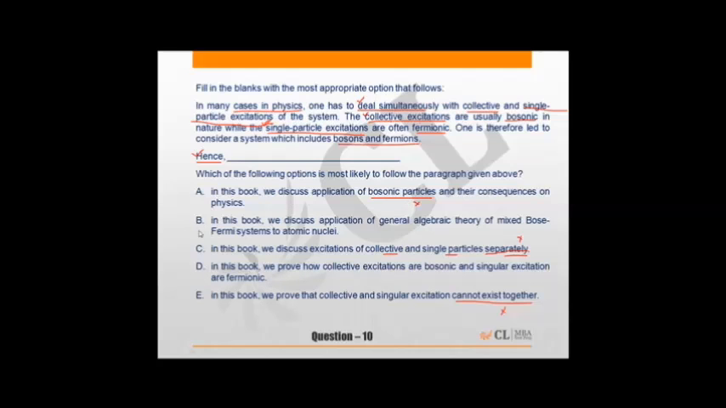Option B is the correct answer because it says that in this book, we discuss application of general algebraic theory of mixed Bose-Fermi systems to atomic nuclei. So this option deals with both Bose and Fermi systems together and how they form an algebraic theory to atomic nuclei. Right, so this is the correct answer.